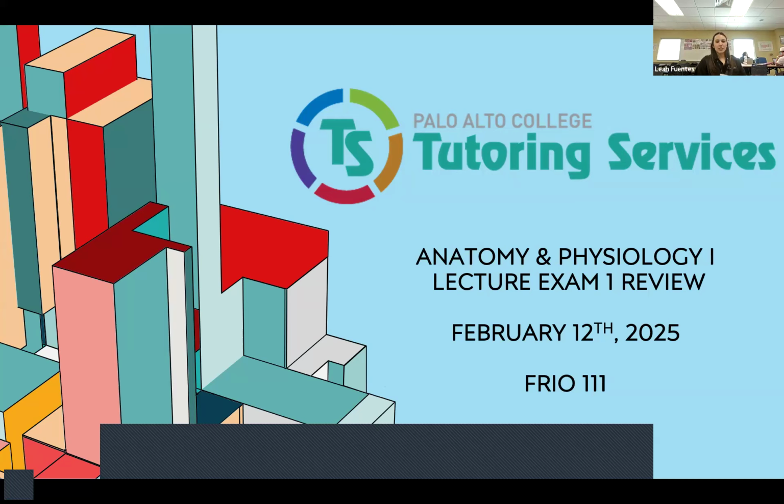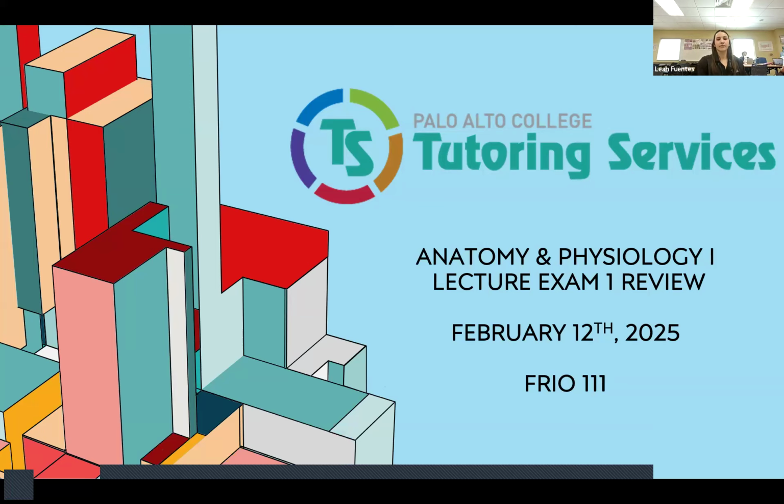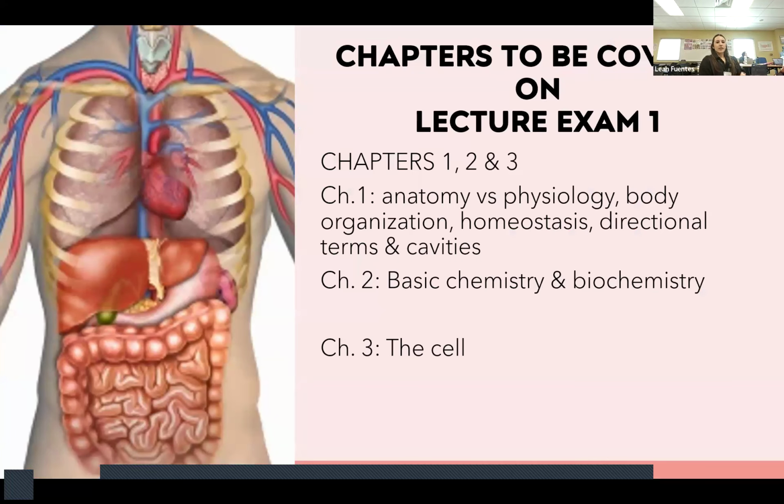Not much to say. If you are on Zoom, we do have practice lecture exams and a practice lab exam available in Frio 111. So these are the chapters, like I said, to be covered. Chapter 1 is kind of the basics: anatomy versus physiology, the differences of the two, body organization, homeostasis, directional terms, and the body cavities. Chapter 2 is going to be basic chemistry and biochemistry. And then chapter 3 is the cell and transport mechanisms.